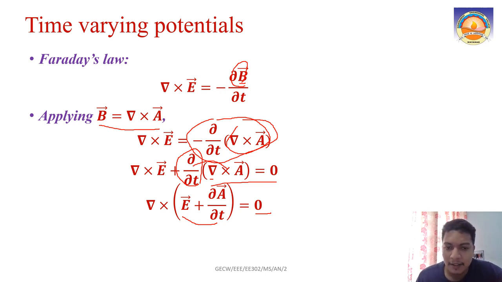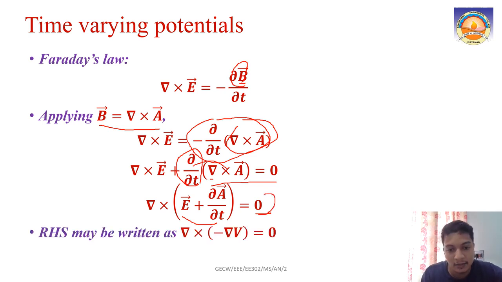Now the interesting thing we are going to do here is that we can write this as the curl of something which is equal to 0. So we can write it using the curl of the gradient, because del cross minus del V. The curl of what? The curl of the gradient of a scalar is zero.